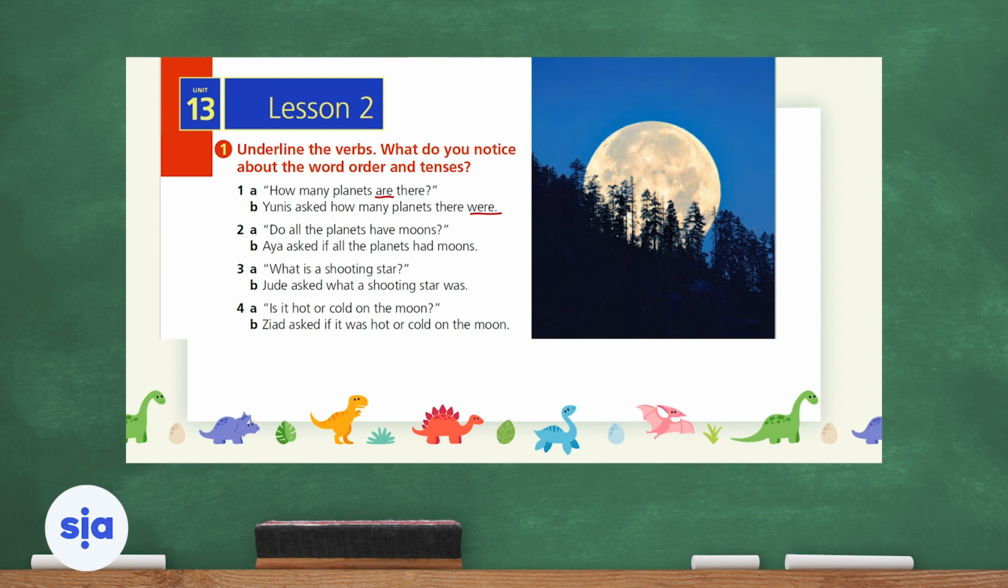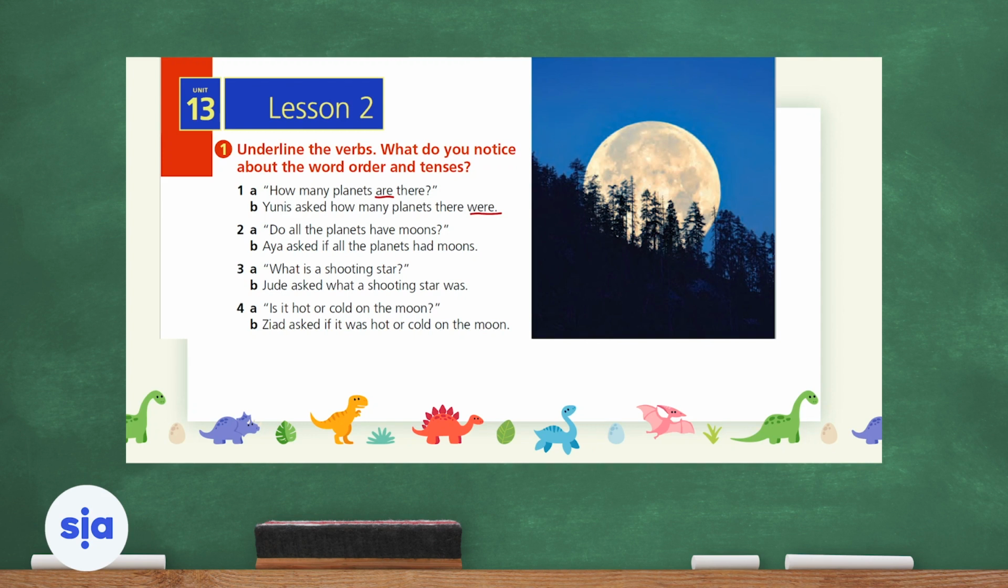Over here, we're using the present tense, are. So it is underlined for you. If we look at 1b, we'll notice that Eunice asked how many planets there were. Now, did the tense change or not? At the beginning, we used are. In the second example, we used were. So definitely, the tense changed from present tense to past tense. And over here, we actually got to know who is the person who's asking that question by reporting who said it. Now, let's look at the second example.